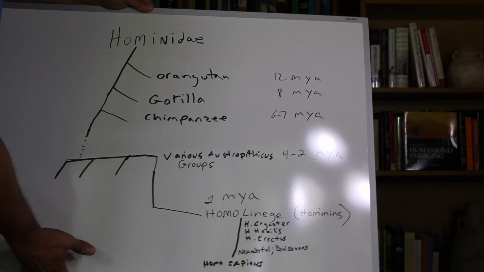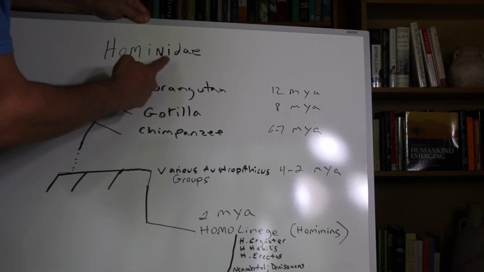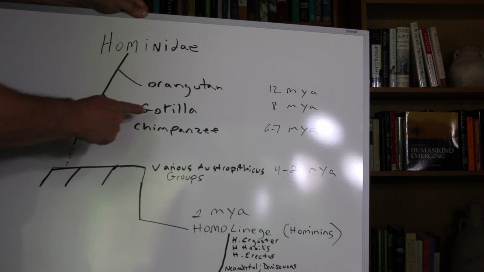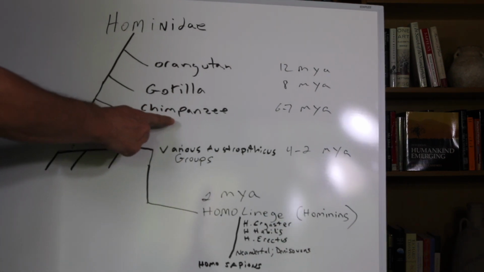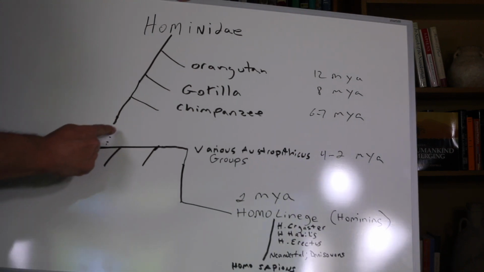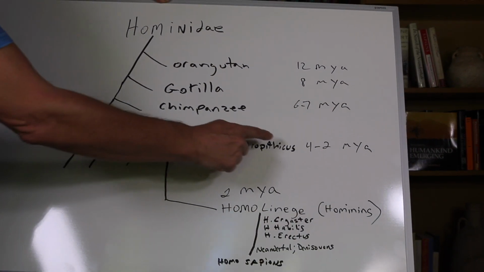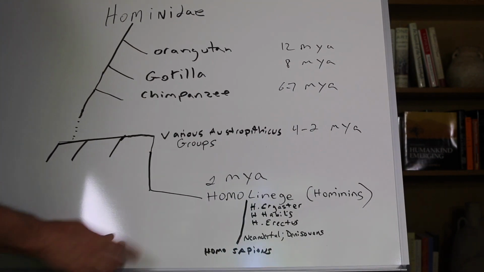Here's the very rough and basic schema for hominid ancestry. You've got the Hominidae family, from which orangutans split off about 12 million years ago, gorillas 8 million years ago, chimps 6 to 7 million years ago. Then there's sort of an area where things are a lot less clear until the advent of the various Australopithecus groups, starting about 4 million years ago to 2 million years ago.